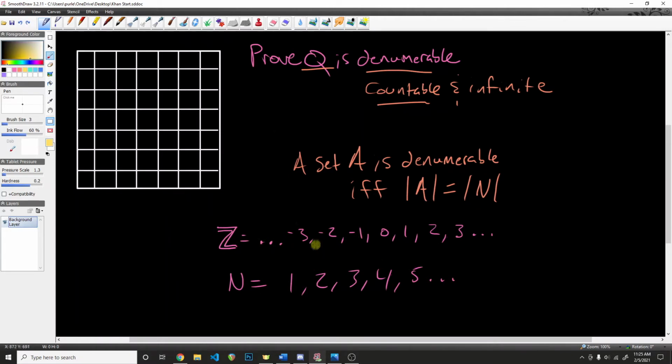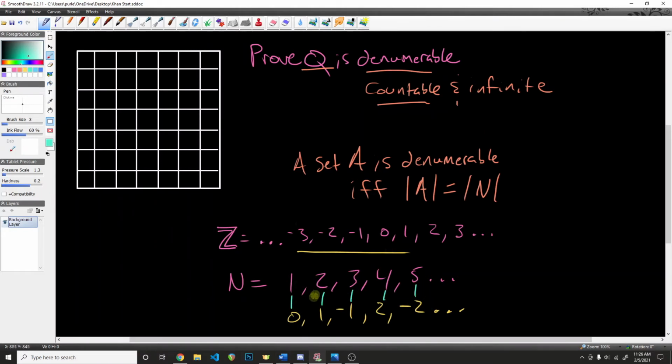But the solution here is to change the way that we're writing the set of integers. Instead of writing it like this, we can write 0, 1, negative 1, 2, negative 2. And then we can do the mapping like this: 1 to 0, 2 to 1, 3 to negative 1, 4 to 2, 5 to negative 2. And there's a formula for this.